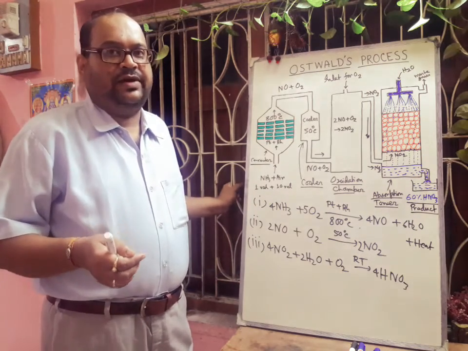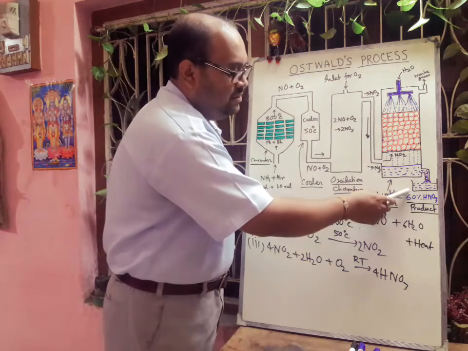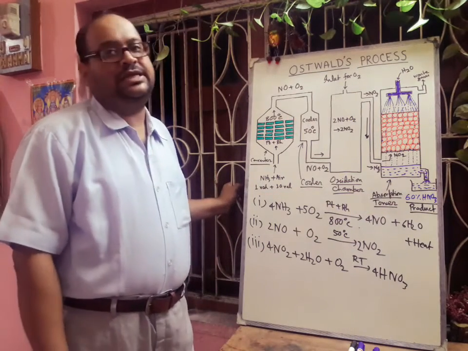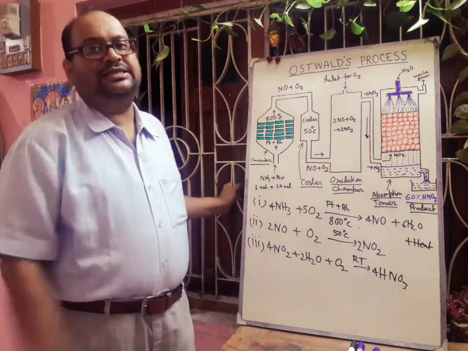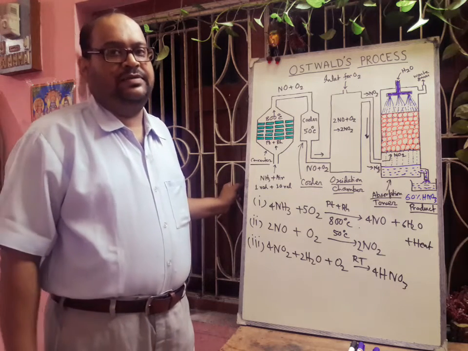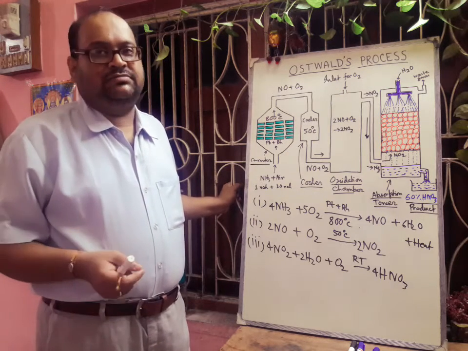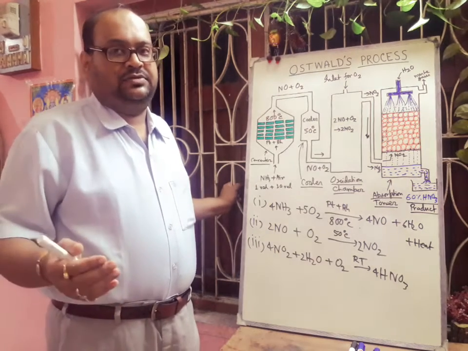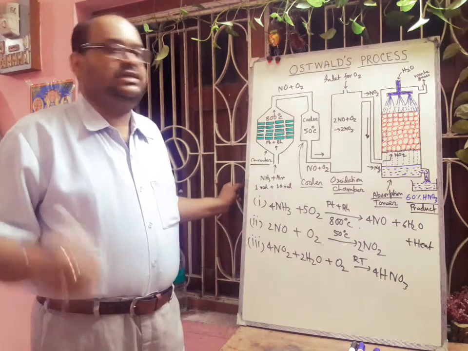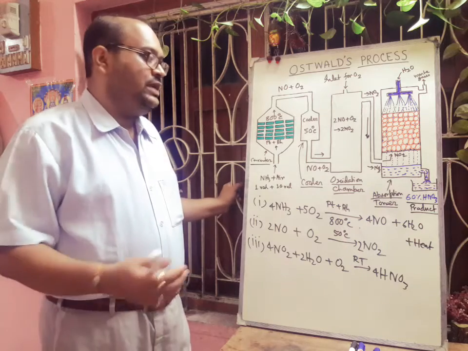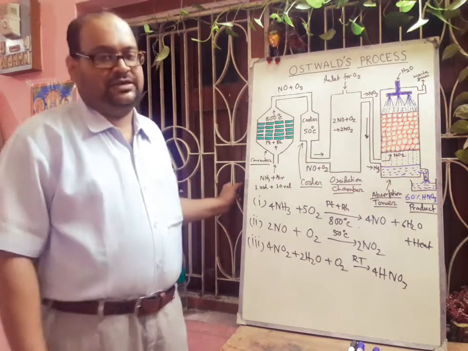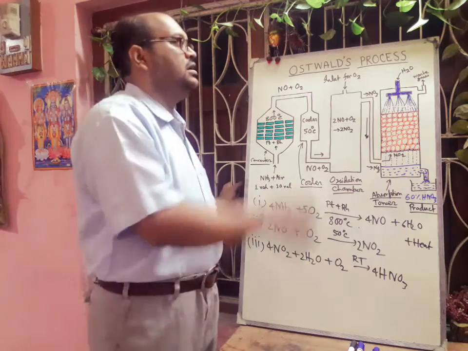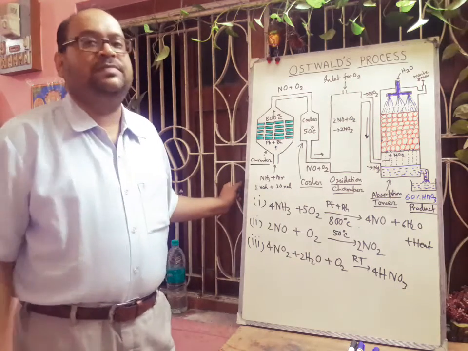The nitric acid will be collected just at the bottom in a container, and it will be around 60% nitric acid. Then this dilute nitric acid obtained is concentrated by distillation under reduced pressure, in presence of concentrated sulfuric acid. In this way we can get up to 98% pure concentrated nitric acid. So this is the Ostwald process for the preparation of nitric acid.